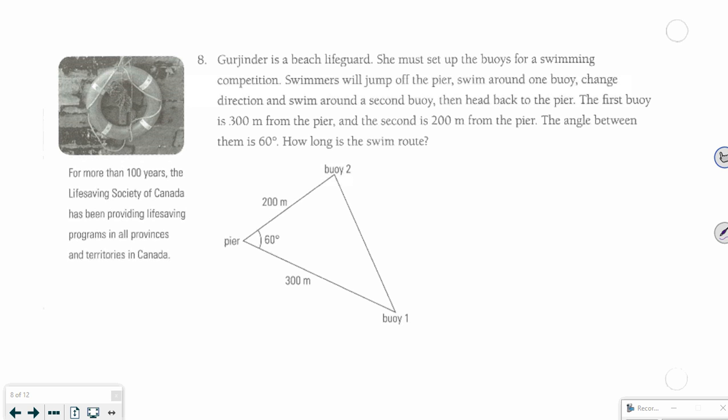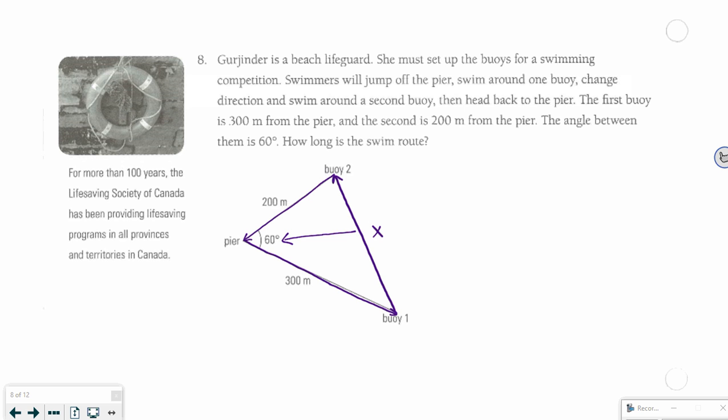So the whole route, they jump off the pier, they go to buoy number 1, they turn, swim to buoy number 2, turn again, swim back to the pier. So our entire route is going to be the 3 sides of the triangle added together, which means we need to find this side over here. There's actually nothing extra to do in this question. We're given all the information we need because we know the angle directly across from the side we're looking for. So I've got 2 of my 3 sides. I've got my angle across from the side I'm looking for.